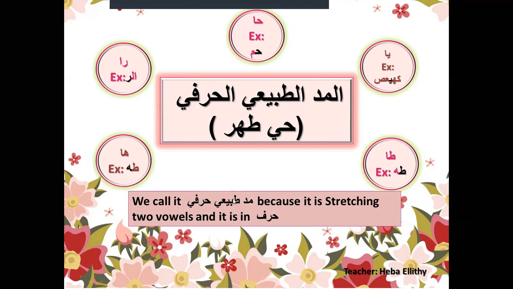We call it مد طبيعي حرفي because it's stretching two vowels, but it's in the harf, the letter, not in a word. Scholars collected them in the word حي طهر. These are the 5 letters. In the الحروف المقطعة in total, it has مد طبيعي حرفي.